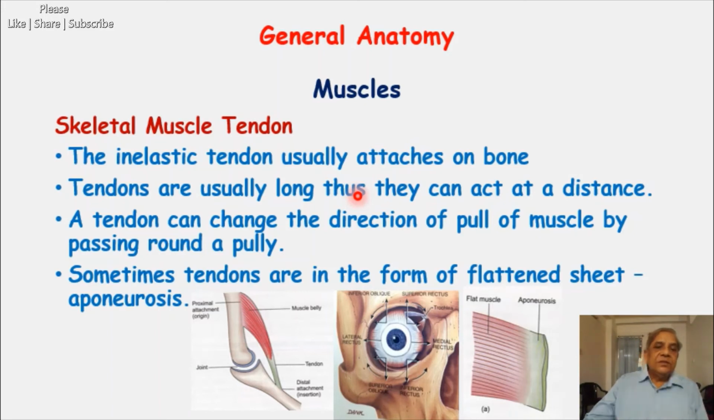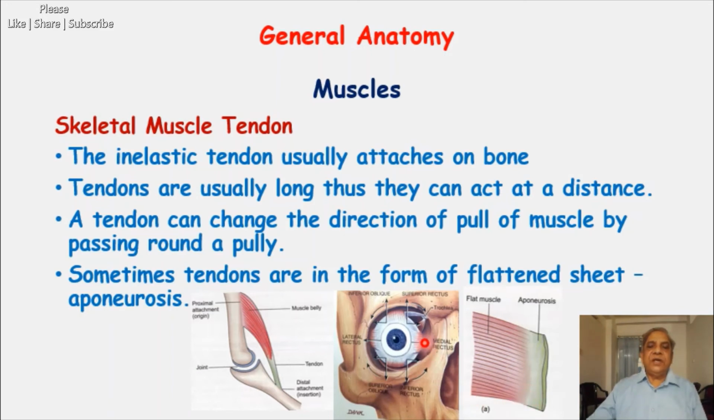Sometimes these tendons are in the form of a flattened sheet. They are not always like a rope. You can see that this muscle is a flattened muscle, and this muscle is also showing a flattened aponeurotic sheet. So the tendon is not like a rope, but in the form of a flattened sheet, and this is called aponeurosis. When I was teaching you the deep fascia in general anatomy, I told you about the aponeurosis. So this is a kind of tendon, a flattened tendon.